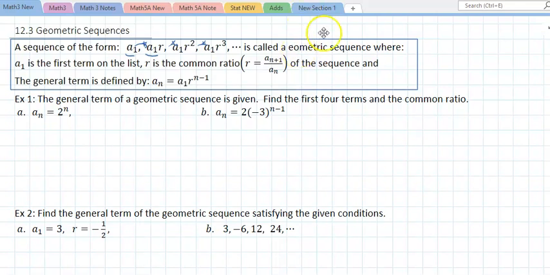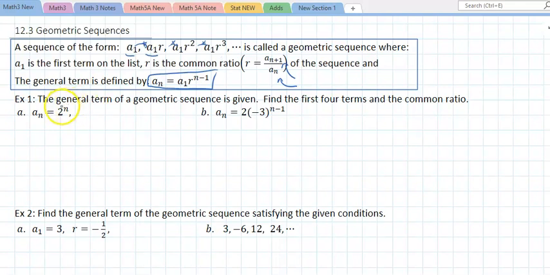It's called a geometric sequence, where A sub 1 is the first term and R is the common ratio. To find this R, take any term and divide it by the previous term. To undo multiplication, you divide. To undo addition, you subtract. Common difference, common ratio of the sequence. And the general term is given by A sub n equals the first term times this common ratio raised to the n minus 1.